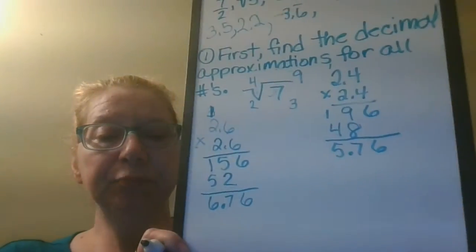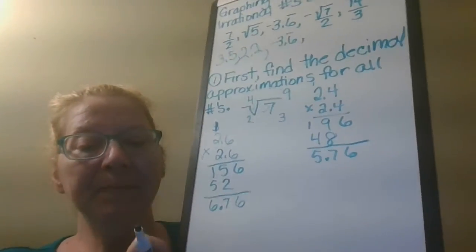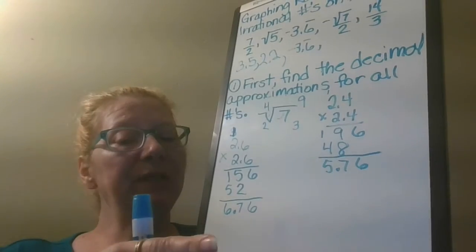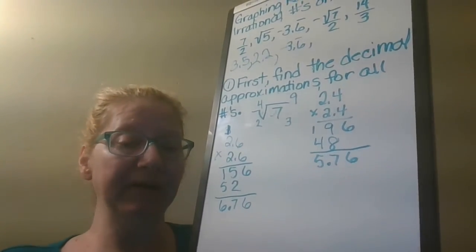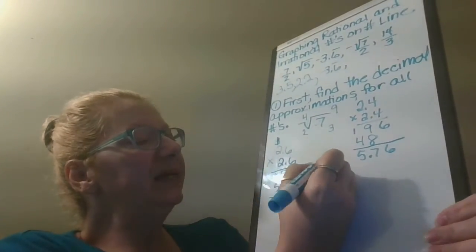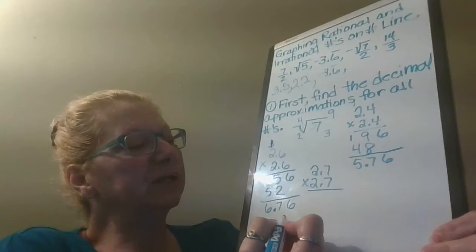That is pretty close to the 7 that we're looking for, but I always want to go one bigger to make sure I have a number just below 7 and just above 7. So next we're going to do 2.7 times 2.7, and let's see how that works.